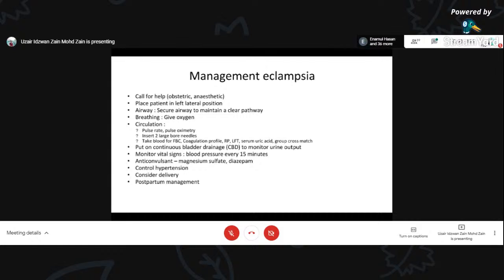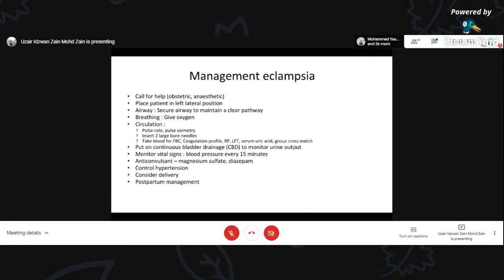So because, for example, patient 32 weeks kena eclampsia and you thinking of deliver, so we need an NICU backup. We need pediatrician to datang lah. So this is basically the management. Place patient in left lateral position, airway, breathing, circulation, put CBD, monitor vital sign.